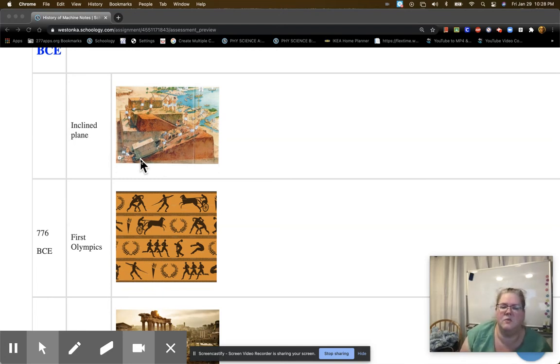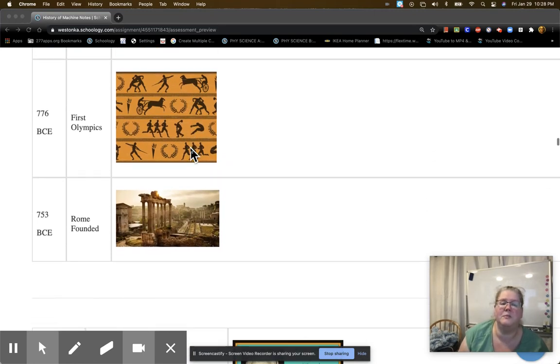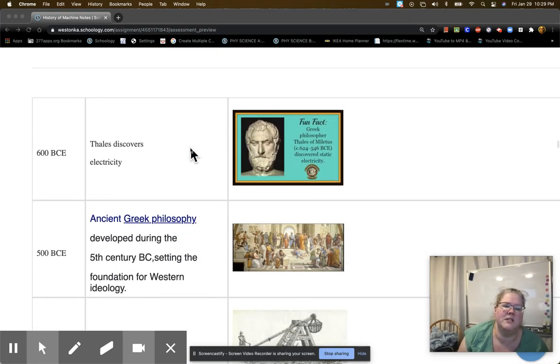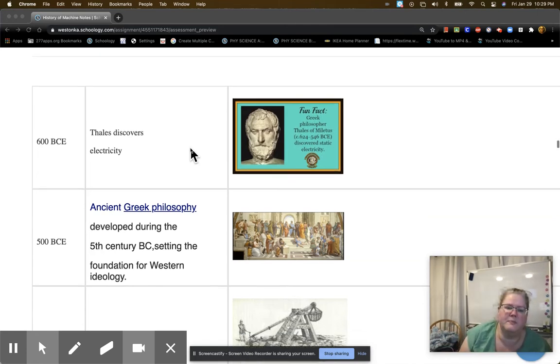Again, we're seeing really big inclusion of those simple machines starting out, those inclined planes, the pulley, those things we're going to spend a lot of time talking about. The first Olympics, 776 BCE. Rome was founded in 753 BCE. 600 BCE, Thales discovers electricity. Benjamin Franklin did not discover electricity. He discovered that lightning is made up of electricity. That was the kite and key experiment.